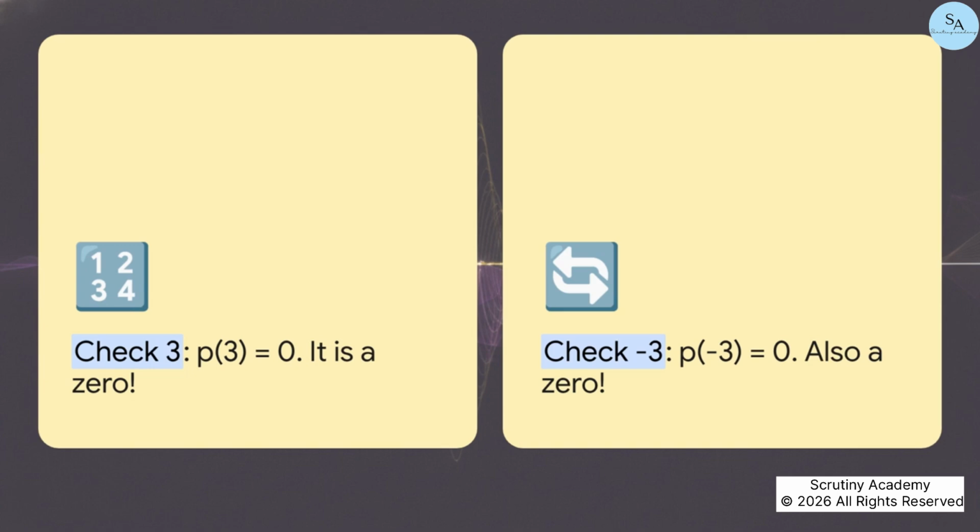Now let's test negative 3. Remember your basics here. A negative times a negative is a positive. So negative 3 squared is also positive 9. 9 minus 9 is 0. So negative 3 is also a 0. This proves a super important rule. Polynomials can absolutely have more than one 0.